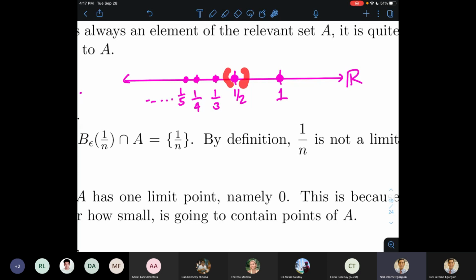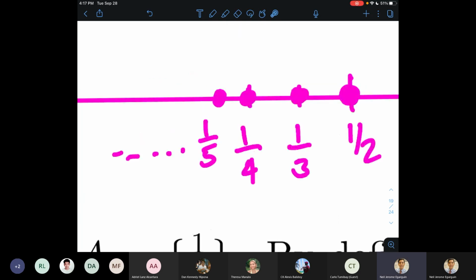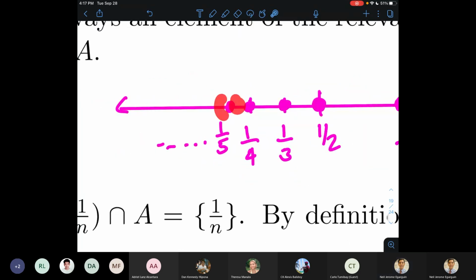Kasi siya lang yung nagsosolong element ni A dun sa epsilon neighborhood na yan. For 1/3, I can also find that. 1/4, yes, I can do that. Kay 1/5, lakihan pa natin. Yun, meron pa ring epsilon neighborhood. And actually, you can do this for all elements of capital A.